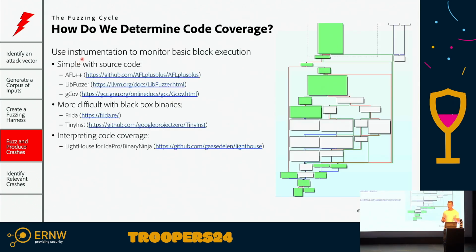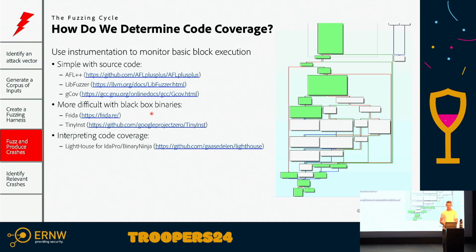So how do we actually determine code coverage is a question that might come up. This is really simple if you have source code and you're fuzzing with AFL++, for example. You can use AFL++ instrumentation, compile that into the binary that you're trying to fuzz, and it will keep track of exactly where the fuzzer is getting to with your inputs. However, when you're dealing with black box binaries where you don't have source code, like we're dealing with here, this gets a lot more tricky.